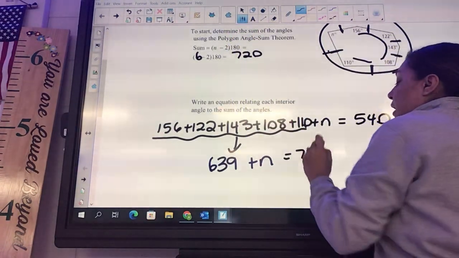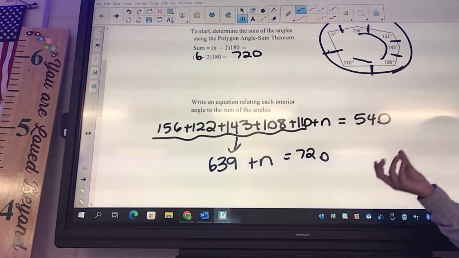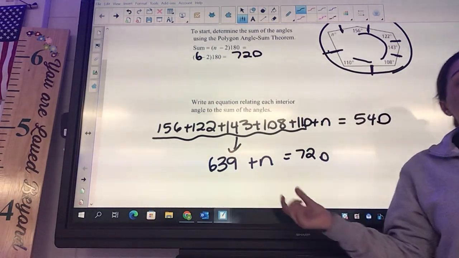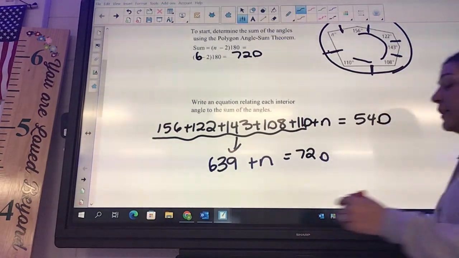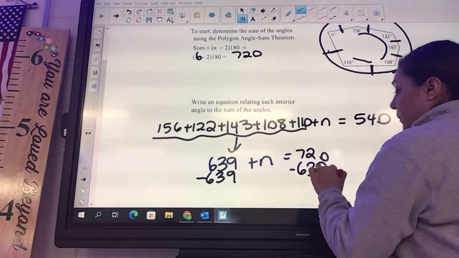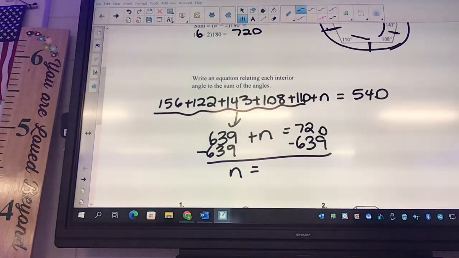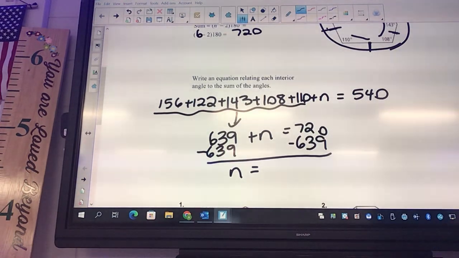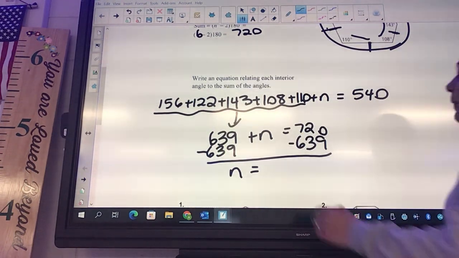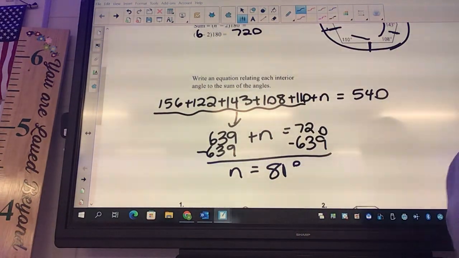720. Okay, so now this looks better. Obviously I cannot have a negative angle, and this number should always be smaller. So now we're solving for n, so we're going to say minus 639 on both sides. So I got n equals, what is 720 minus 639? What is it? 81. 81 what? Degrees. We're talking about an angle.